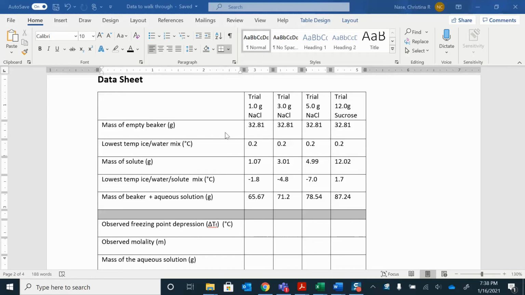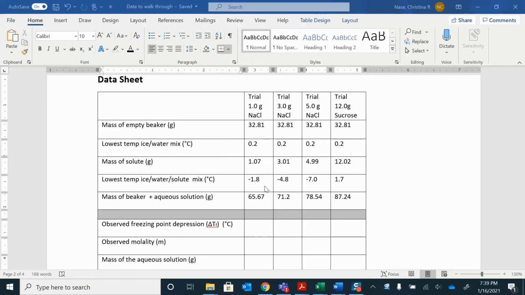I have the mass of the empty beaker. This is my lowest freezing point temperature of the ice water mix. So before I added the solute, it wasn't quite 0, it was at 0.2. This is the mass of the solute, so this one was about 1, this is 3, almost 5, and then 12.02. And then I watched the freezing point go down, so I added the solute, stirred it up, the salt, stirred it up, and watched the temperature go down.